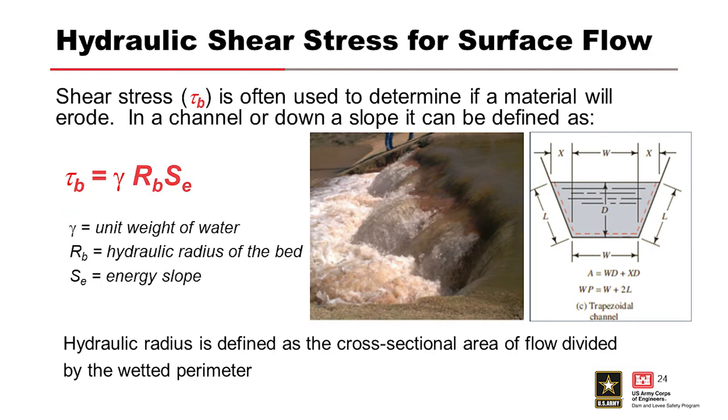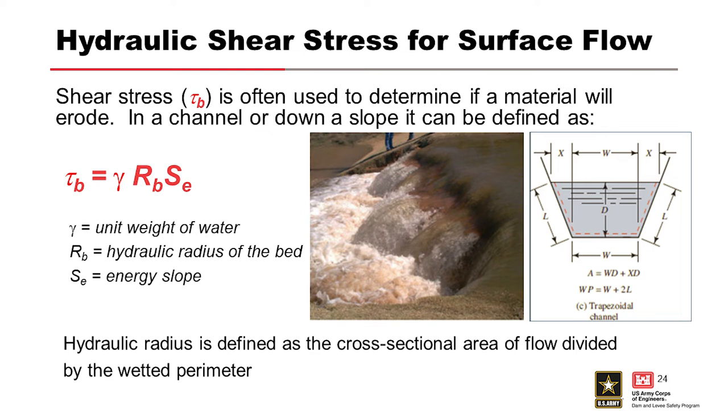So just as with rock erosion, we start with calculating the erosive capacity of the flowing water. With rock erosion, we use stream power. For soil erosion, we primarily look at shear stress. Shear stress is the biggest parameter that plays a role in whether we are going to initiate erosion or not. So shear stress is often used to determine if material will erode.